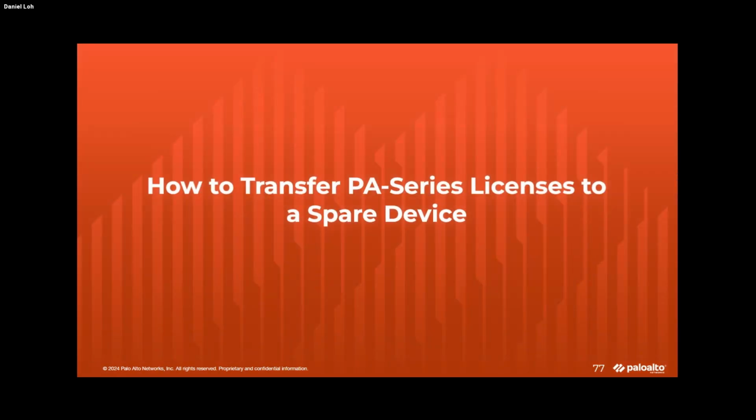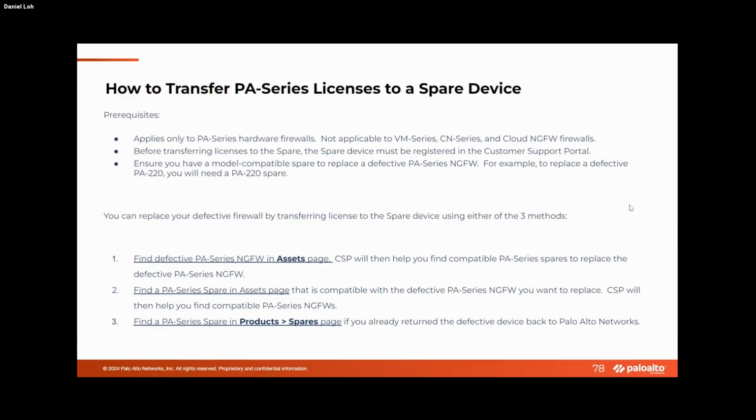So next, now I'm going to talk about how to transfer licenses to a spare device. Firstly, what is a spare device? A spare device does not have any licenses of its own. The purpose is to inherit the licenses of the production device in case the production device fails. Here are some of the prerequisites to take note of for transferring licenses. Firstly, this process applies only to PA series hardware firewalls. It is not applicable to VM series, CN series, and cloud NGFW firewalls.